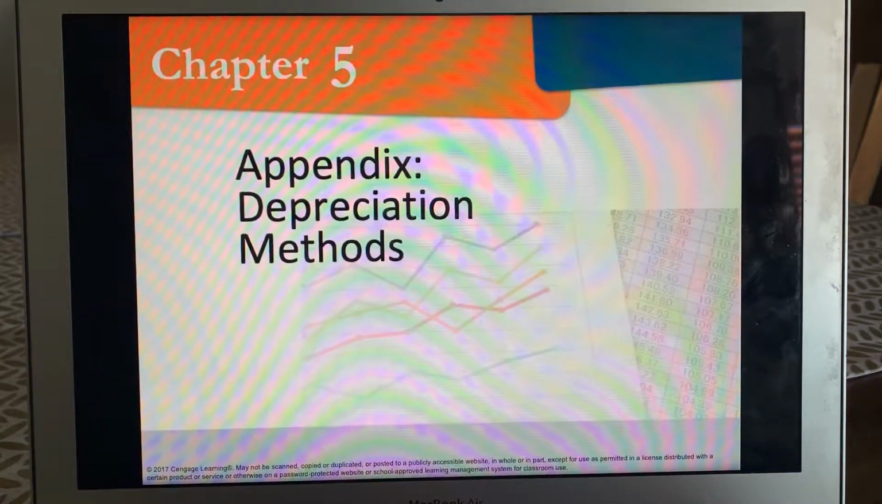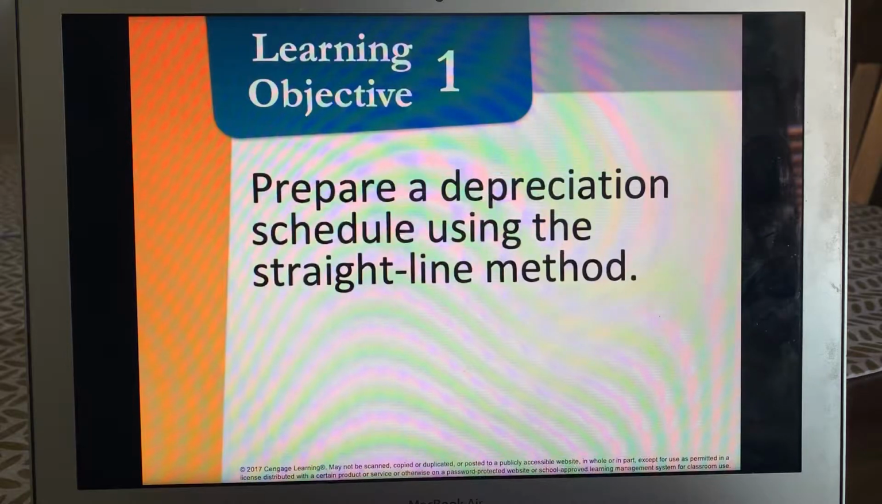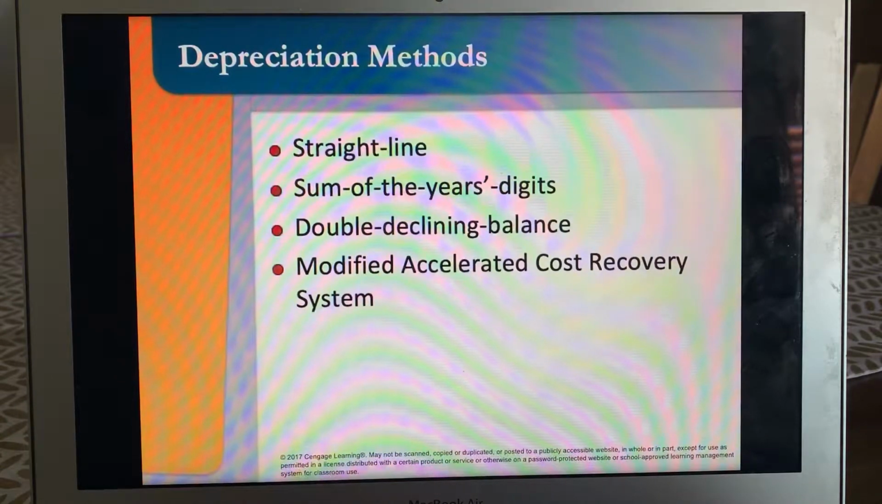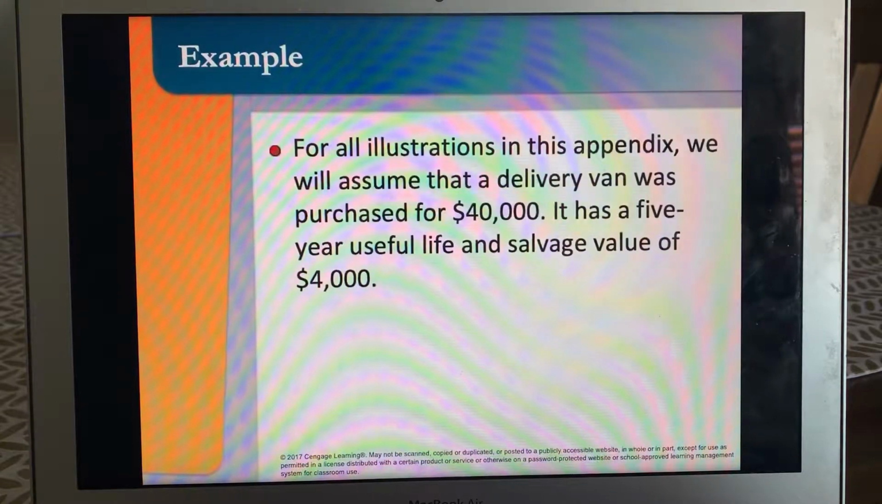Appendix, Depreciation Methods. So prepare a depreciation schedule using the straight line method. This is learning objective 1. The methods are straight line, sum of the years' digits, double declining balance, and modified accelerated cost recovery system. For an illustration in this appendix, we will assume that a delivery van was purchased for $40,000.